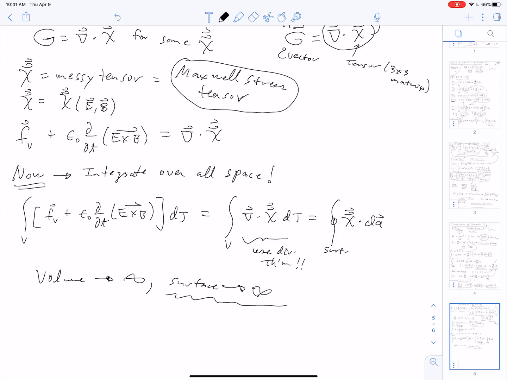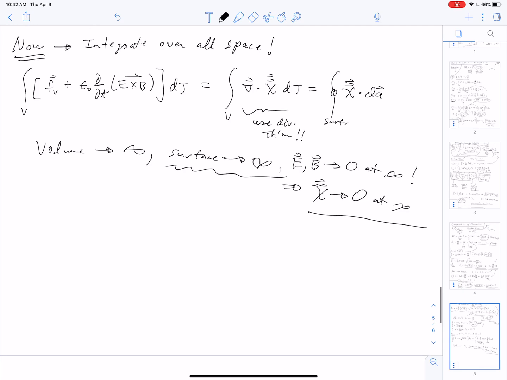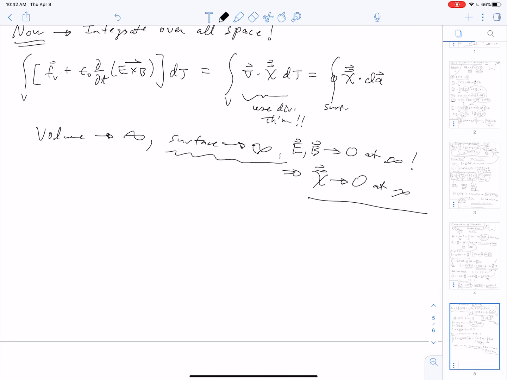And what is the value of E and B at infinity? Well, we know that. E and B go to 0 at infinity. And so that means that the Maxwell stress tensor goes to 0 at infinity. And so infinity is a very stress-free place, unlike where we are now. And so that means then that I can write this.